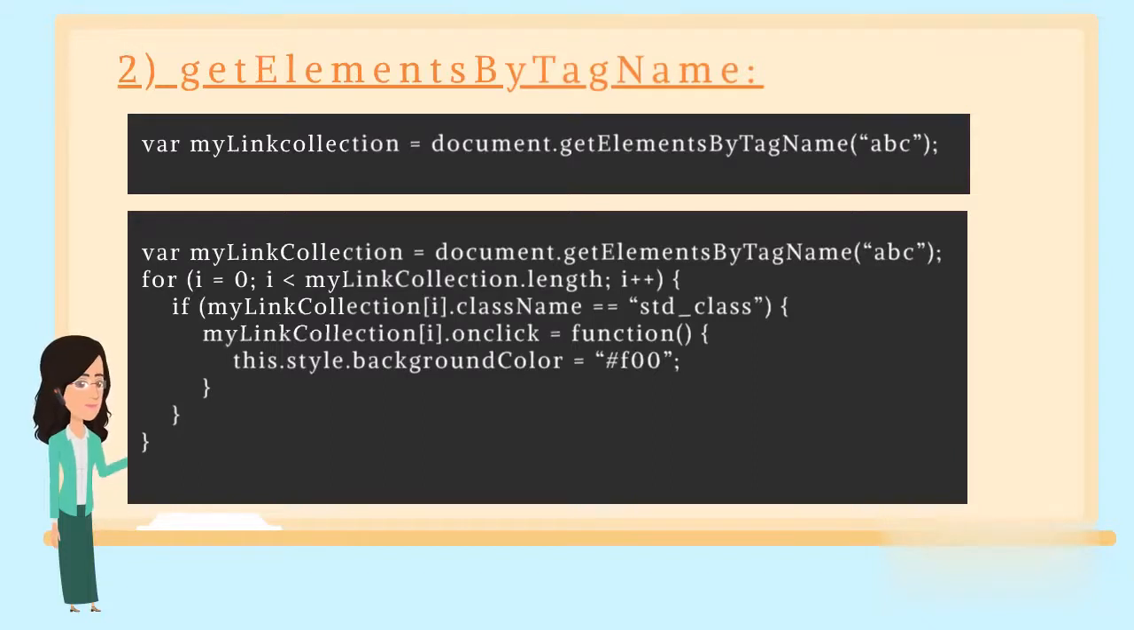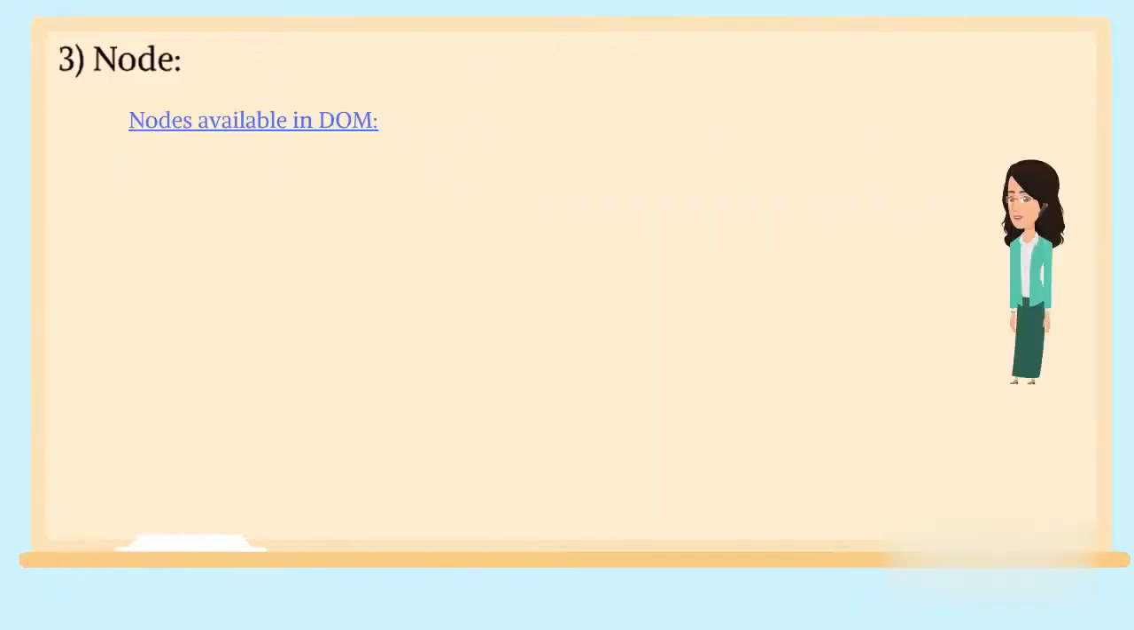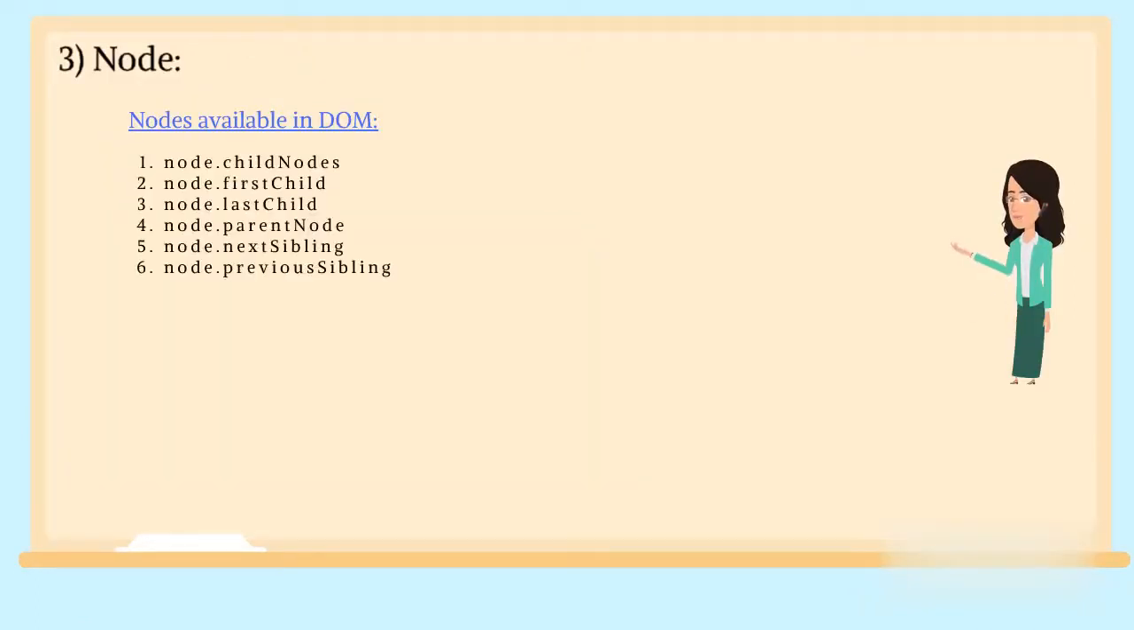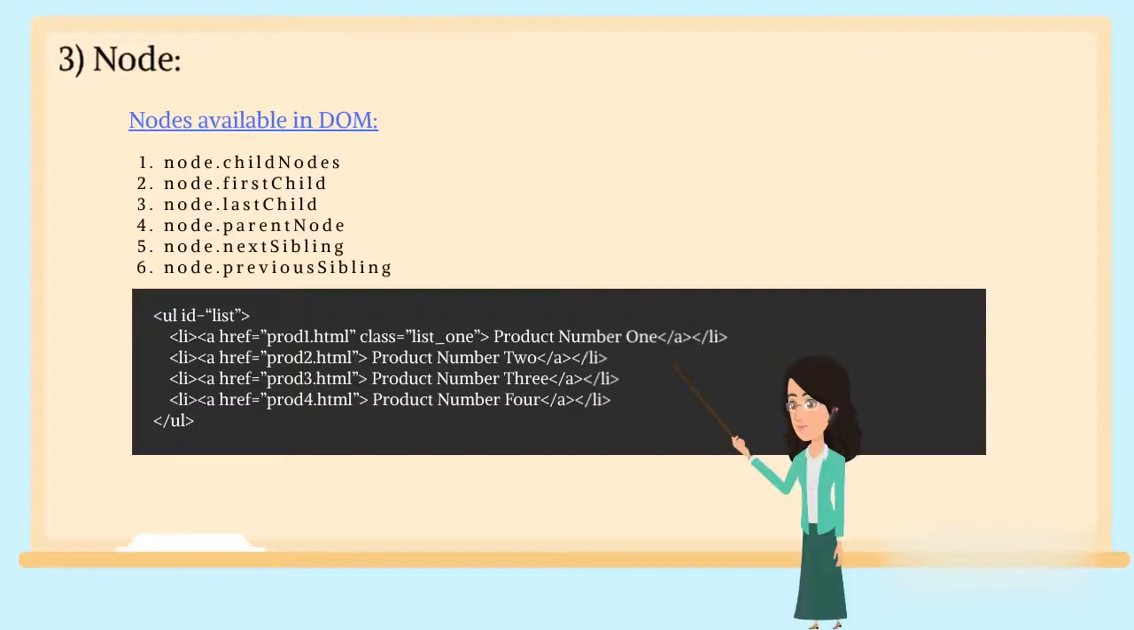The third method is node. Any element on a page, including text and white spaces of a DOM structure, is known as a node. Nodes can be between XHTML tags. Nodes available in DOM are childNodes, firstChild, lastChild, parentNode, nextSibling, and previousSibling. You can see this on the screen. Suppose we have the following XHTML. There is HTML code on the screen.